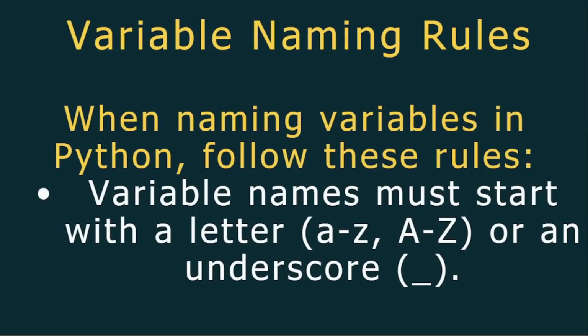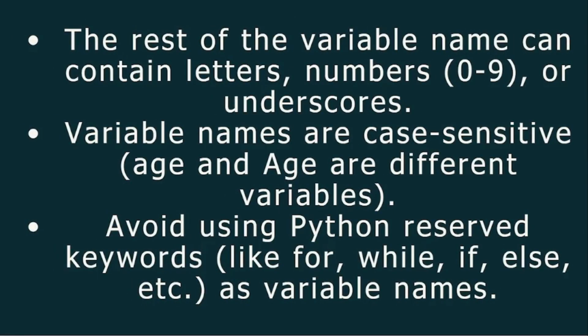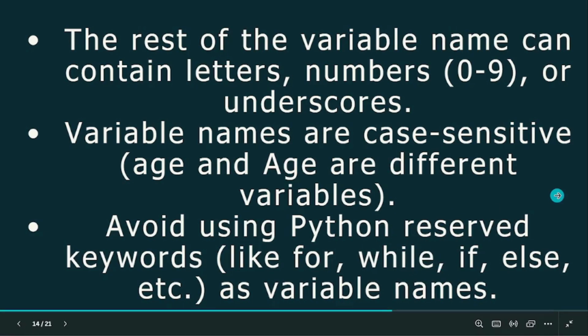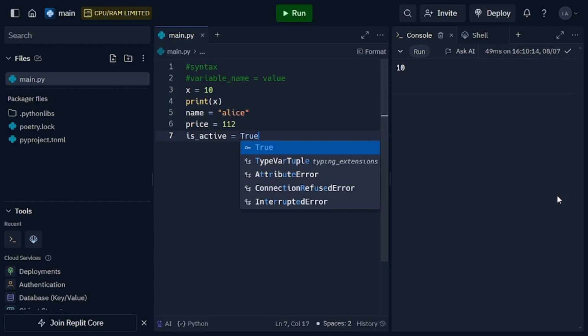Variable naming rules. When naming variables in Python, follow these rules. Variable names must start with a letter, A to Z, small or capital, or an underscore. The rest of the variable name can contain letters, numbers, or underscores. Variable names are case sensitive, like age with a small a and Age with a capital A are different variables. Avoid using Python reserved keywords like for, while, if, else, etc. as a variable name.